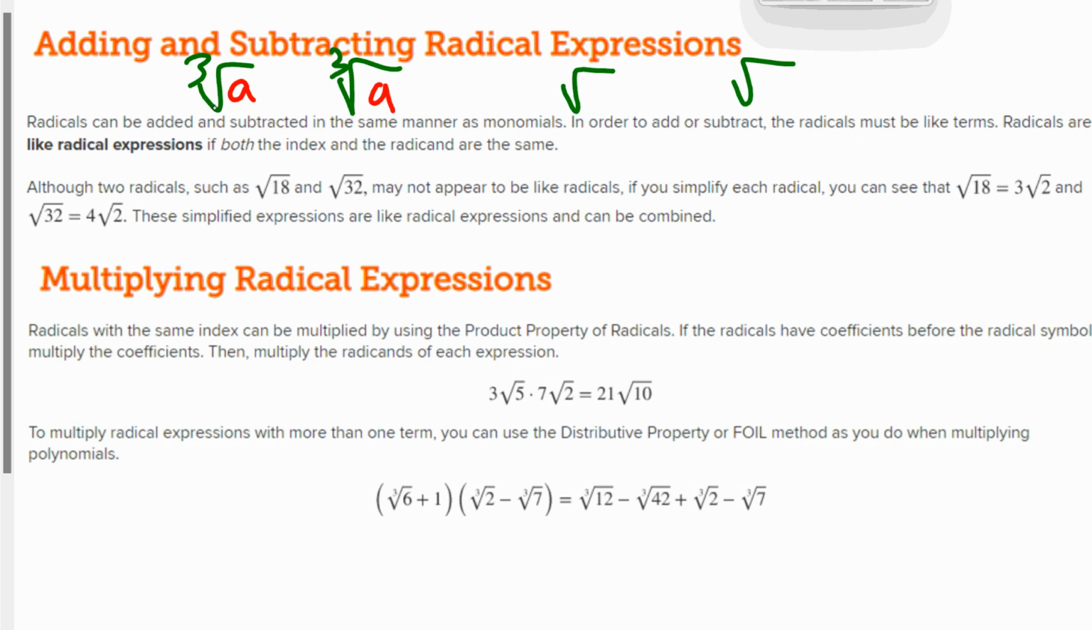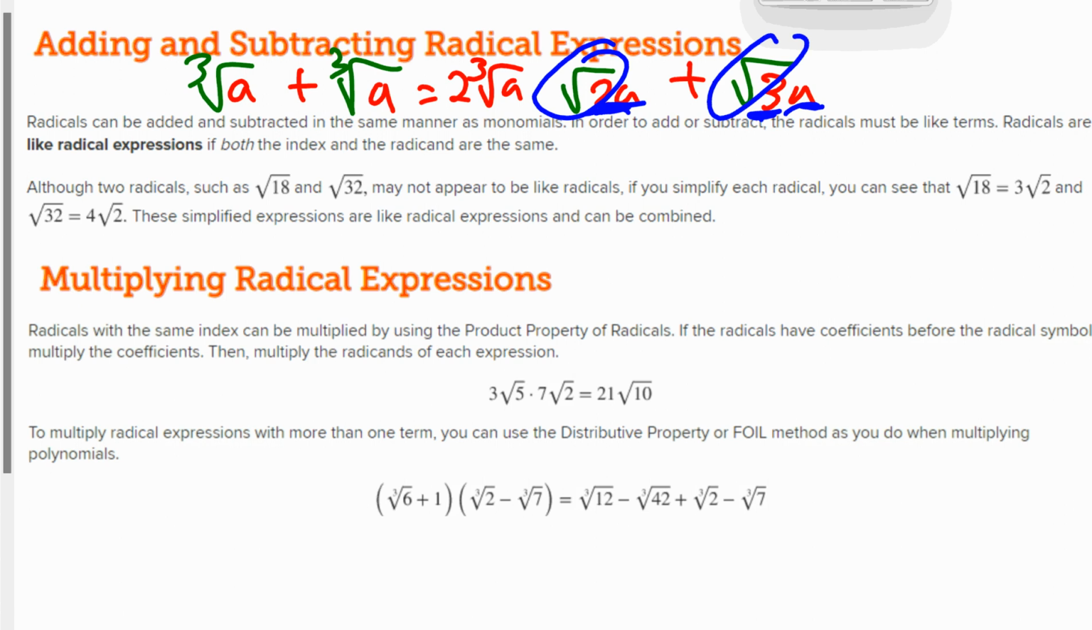So this would be a cube root of a plus the cube root of a equals 2 cube roots of a. Square root of 2a and square root of 3a, I cannot add those because even though they both have an a in them, they have a 2 on this one and a 3 on this one, so those I cannot add. So they have to be the same type of roots, and the radicands have to be the same in order to add them.